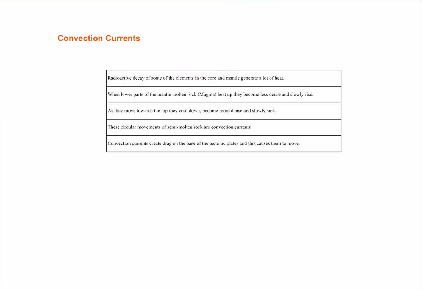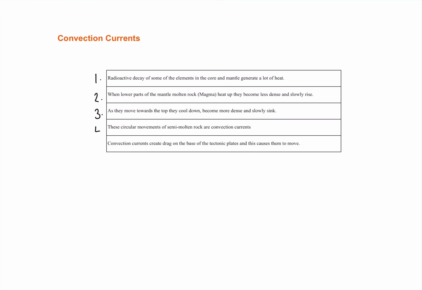So if we think about convection currents then, first thing we have to know to have convection currents is that radioactive decay then of some of the elements in the core are going to generate us a lot of heat. Okay, that heat then has to go somewhere. So then what happens with that heat is that it starts to obviously heat up the rock that's above it, so the magma. It becomes less dense, and as with everything warm, it's going to rise. As these convection currents move towards the top, so close to the surface of the earth, they become even denser and then start to slowly sink.